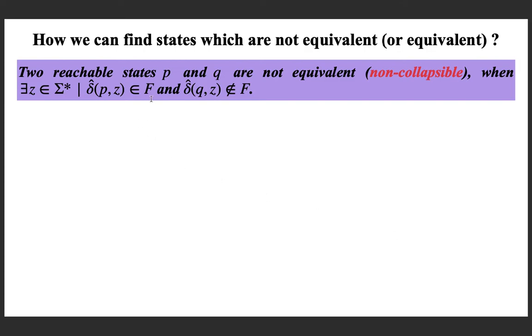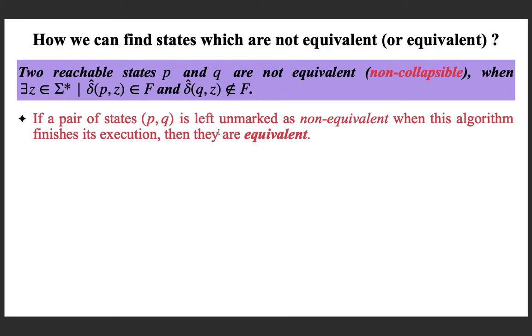So, this is what we said. A pair of states P and Q which are reachable are marked as non-equivalent or non-collapsible when there exists a distinguishing string Z, making them non-equivalent. When I say distinguishing string, I mean the path for the string from one state going to a final state and from the other state going to a non-final state.